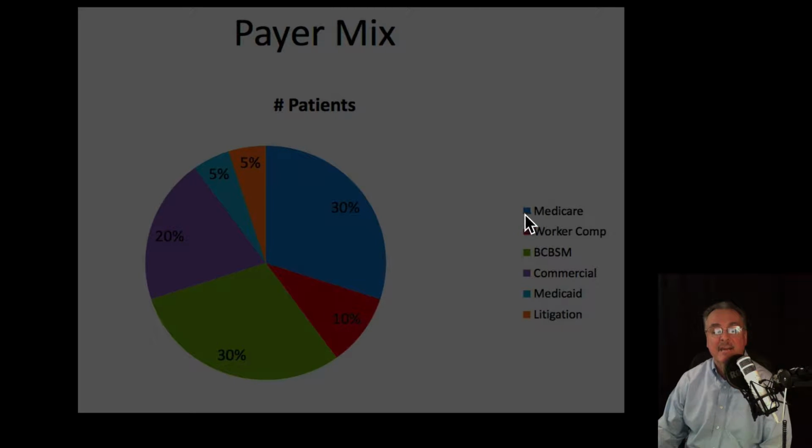And in this example, you'll see that Medicare is 30% of the number of patients. The payer called Medicare is 30%. Workers' comp is 10. Blue Cross Blue Shield of Michigan is 30. Commercial is 20. Medicaid is 5 and litigation is 5. Now this is just an example. And again, it is using number of patients as the basis for payer mix. Most often you're going to see it as the amount of revenue or the number of visits.